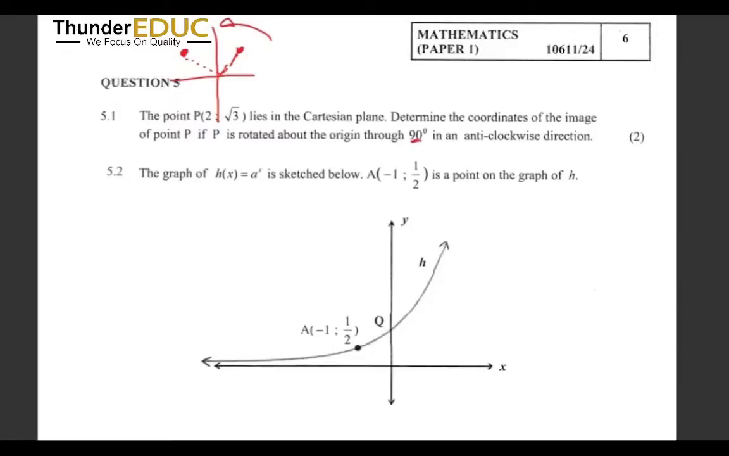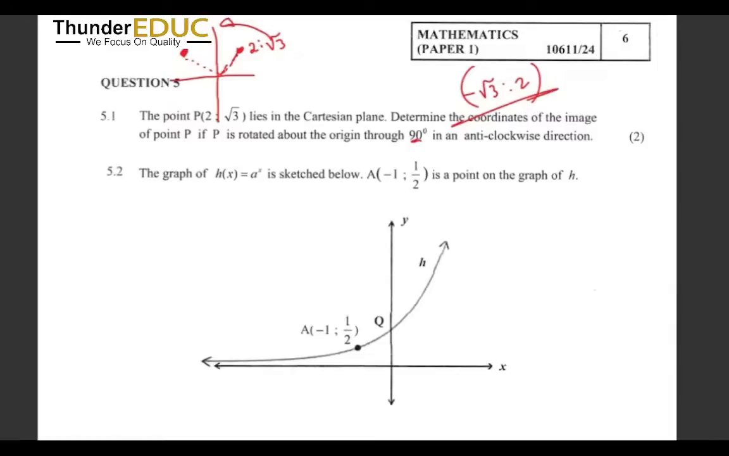So if it was 2 root 3, in this case, the points are going to change. What was x is going to become y, and what was y is going to become x. And that's going to be negative root 3 and 2. That is if we are rotating that point 90 degrees anti-clockwise. Okay, so that is 5.1.